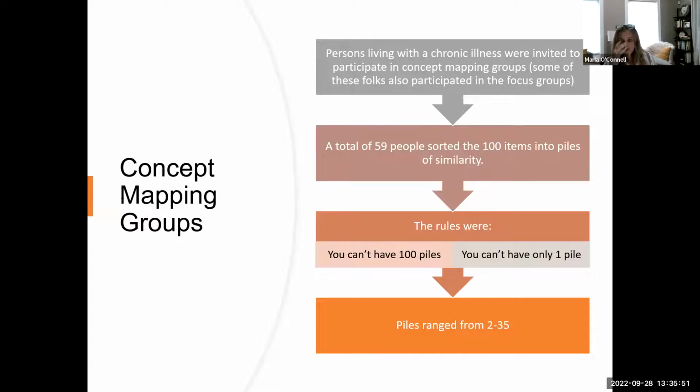So basically, after we generated all of these statements, we had people back and they sorted the statements into piles. We reduced the number of statements to 100. And then everyone came back in person and we gave them packets, each statement was written on a different card. And the rules were to sort them into piles based on similarity. And you couldn't have 100 piles and you couldn't have one pile. So people had to make a decision about which things were similar to one another.